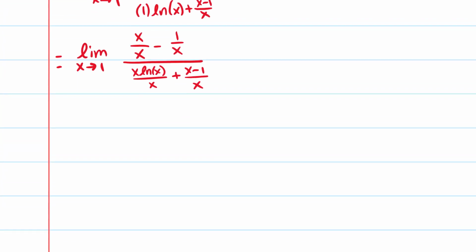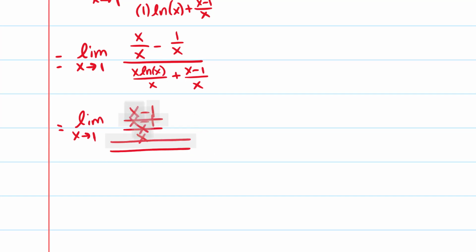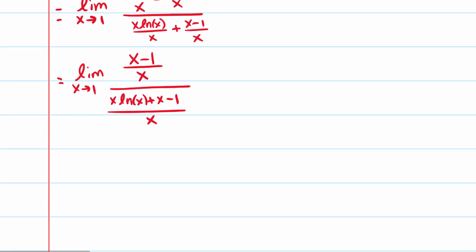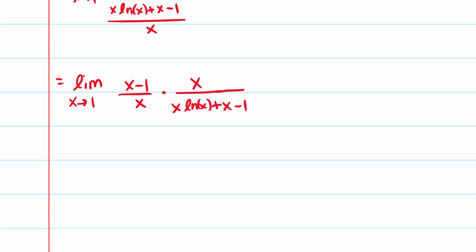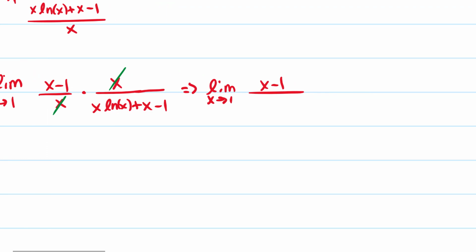And again, this is just where the fancy algebra comes in. We have the limit as x approaches 1. This is going to be x minus 1 over x divided by x ln of x plus x minus 1 all over x. And so this is going to be now the limit as x approaches 1 of x minus 1 over x times the reciprocal, so x over x ln of x plus x minus 1. These x's are going to cancel. And this is going to give me now the limit as x approaches 1 of x minus 1 over x ln of x plus x minus 1.